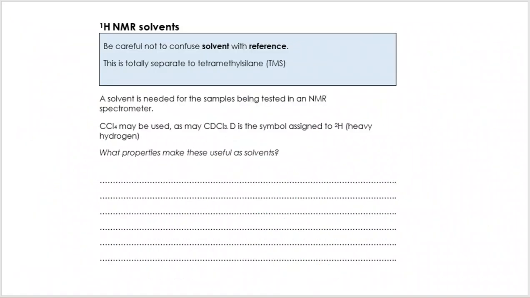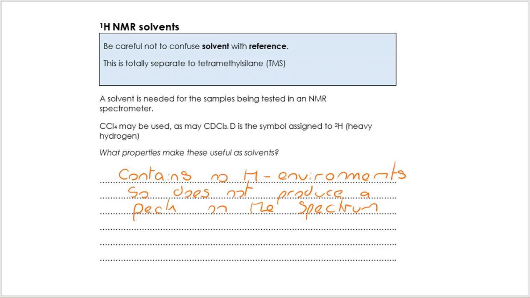So let's move on. We're talking here about solvents. This is not to be confused with tetramethylsilane. Tetramethylsilane is our reference, but CCl4 or CDCl3 is the solvent we use to dissolve our samples in. Why are they useful as solvents? Well, what's absolutely at the heart of this is that there are no hydrogen environments.